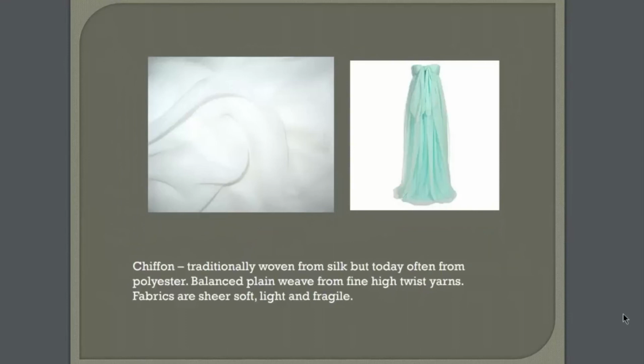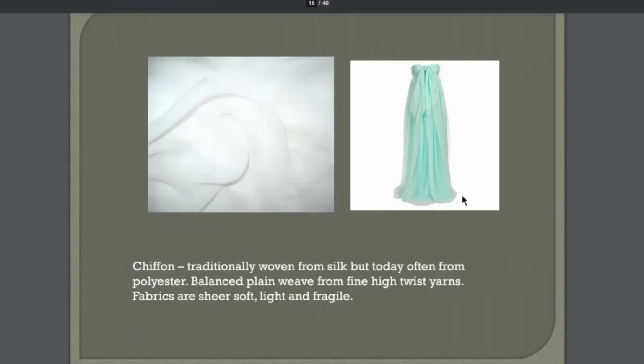Chiffon is another basic weave. It was traditionally woven from silk, but today most chiffon is from polyester. And these, like others that we've looked at, have that very high, fine, twisted yarn. So it's sheer, soft, light, and so it looks very fragile. Great for draping.